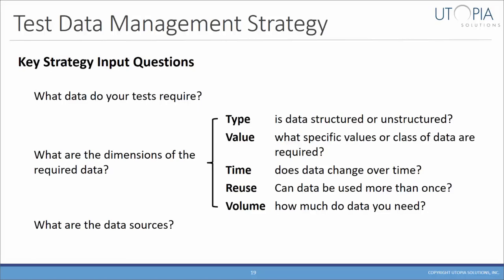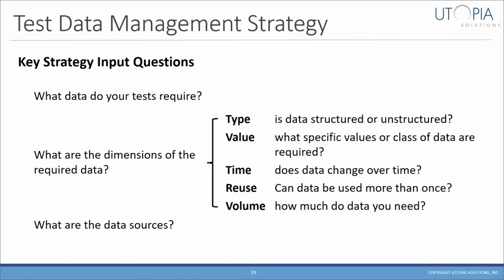Maybe the data has expired, for example, an insurance policy that has reached its expiration date. The ability for data to be reused or not is important, right? So if, for example, I'm testing an e-commerce system, the account I'm using to purchase items can likely be reused. However, if I'm testing shipping an order, I can probably only ship that specific order once.